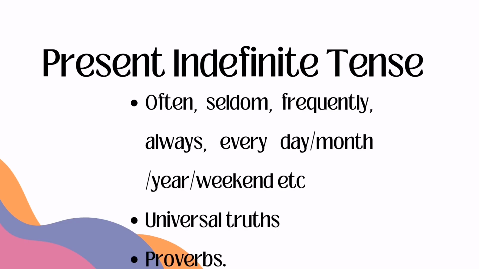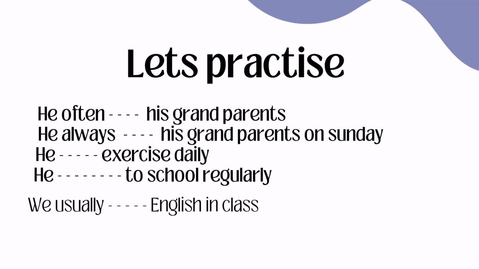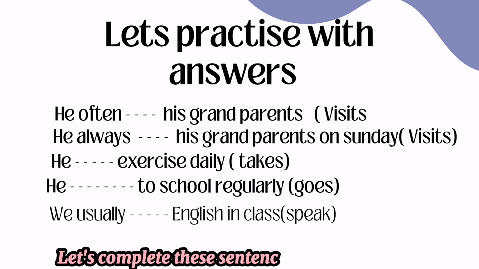First of all, you have to identify signal words in the sentence. Signal words for present indefinite tense are always, regularly, usually, every day, every month, every Sunday, frequently, often, seldom, etc. Secondly, you must know that all proverbs and universal truths are written and spoken in present indefinite tense. Let's focus on the signal words in these given sentences. Often, always, daily, regularly, usually are signal words in these sentences indicating that these sentences belong to present indefinite tense and need the first form of verb. Let's complete these sentences with answers.